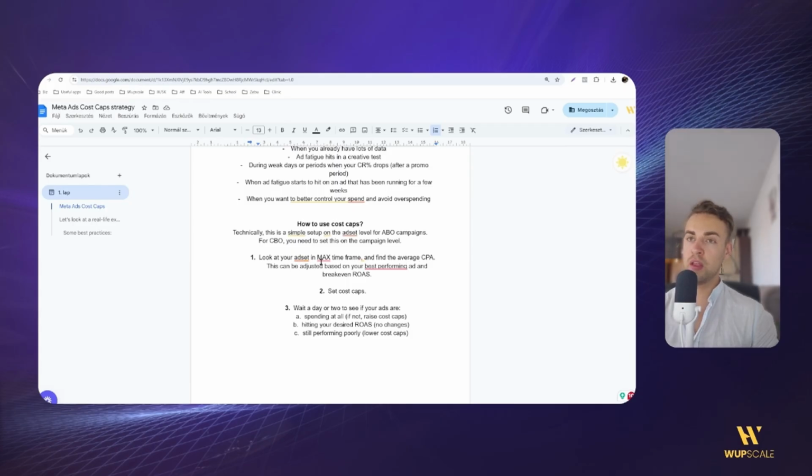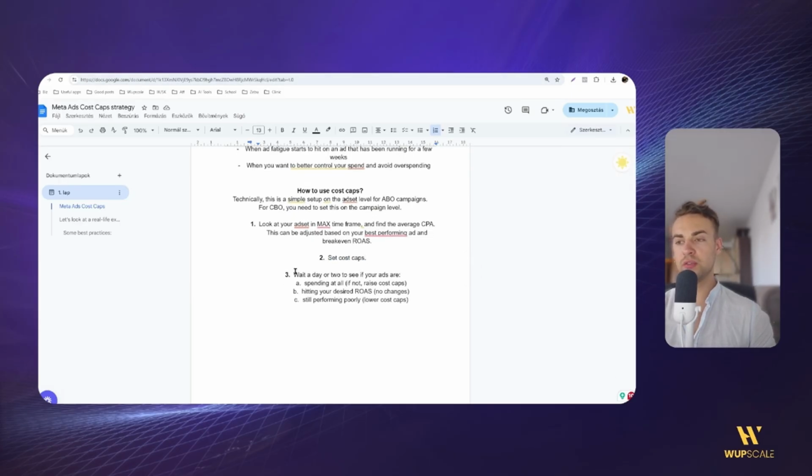This can be adjusted based on your best performing ad, because maybe on the ad set level, your average CPA is $50, but your winning ad on the ad level has a $25 CPA. So you can just use the CPA of your best ad, which is $25, and then you just set the cost caps either on the ad set or the campaign level.